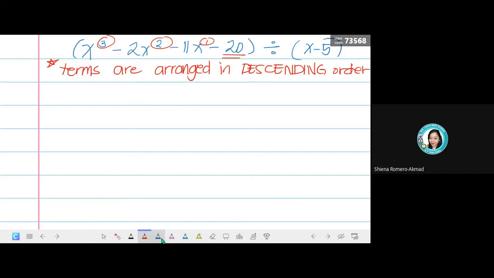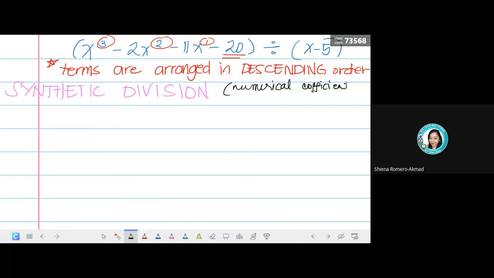So ano yung gagawin natin ngayon? Ang gagawin po natin ngayon ay tinatawag na synthetic division. So sa synthetic division, hindi tayo gagamit ng mga variables. Okay? So ang kailangan lang natin is the numerical coefficients. So looking at the given, we have x cubed minus 2x squared minus 11x minus 20.